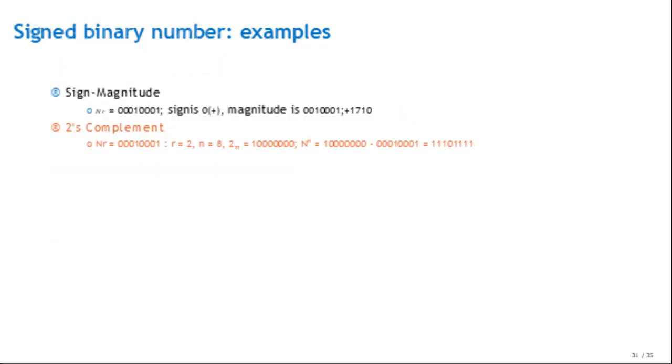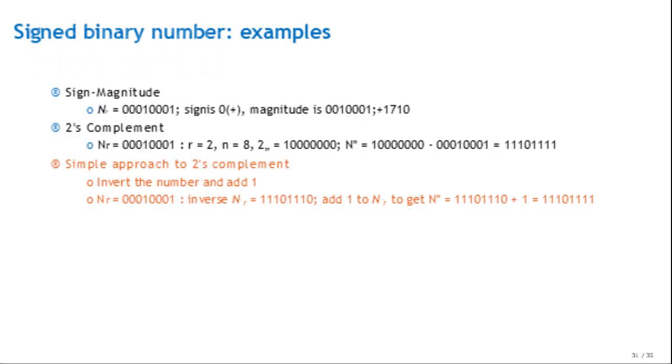In 2's complement, n_r equals 00010001, r equals 2, n equals 8. z_r equals 100000000. The 2's complement is 100000000 minus 00010001, which equals 11101111. A simple approach to 2's complement is to invert the number and add 1.